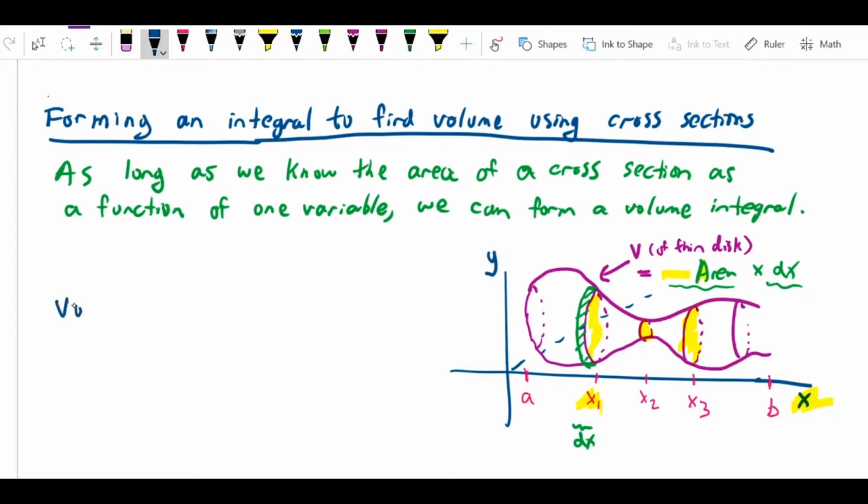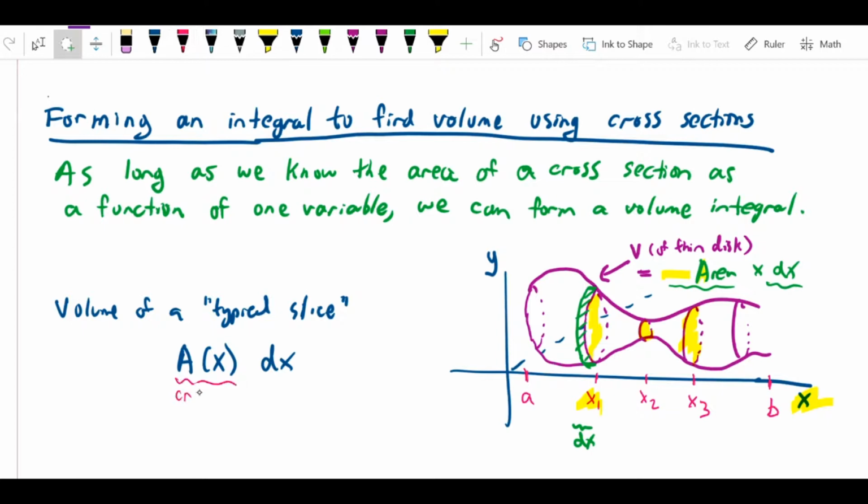Let's choose this color pen, of a typical slice. I'm using the word typical in the same sense as the video you already watched on what's in an integral, the same way we had the area of a typical rectangle. Now I can talk about the volume of one typical slice somewhere along the length of this object. So the volume of a typical slice is going to be A of x dx, where this is the cross-sectional area and this is the length perpendicular to that cross-section.